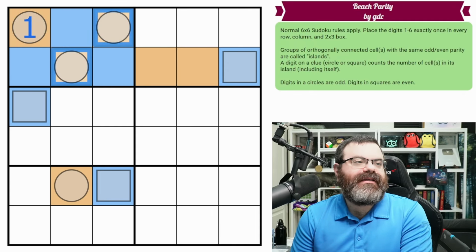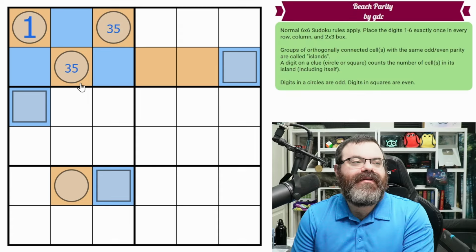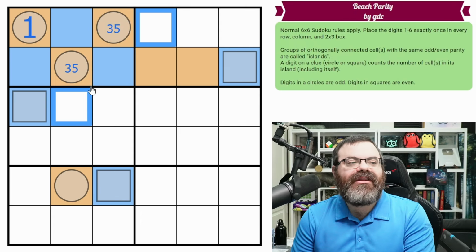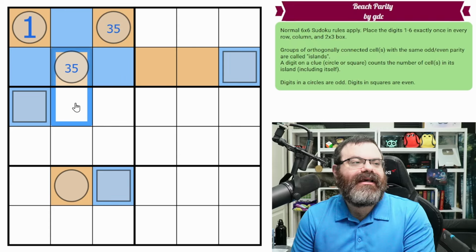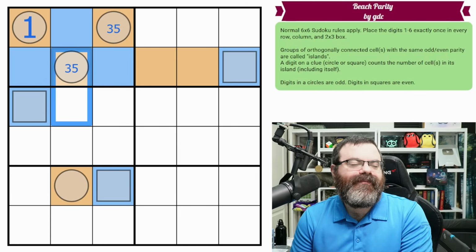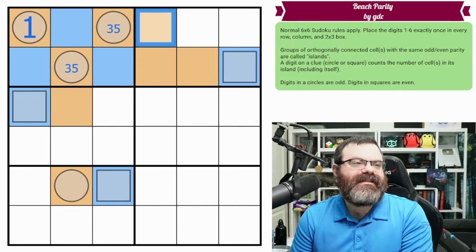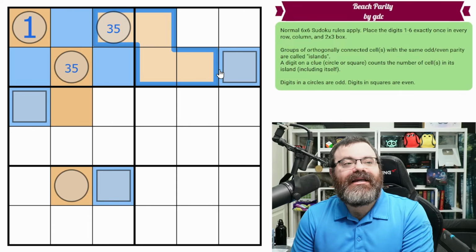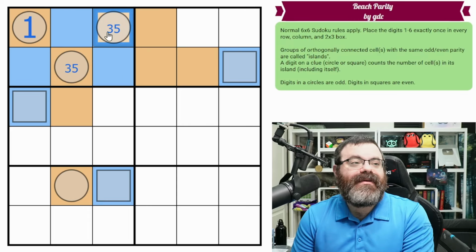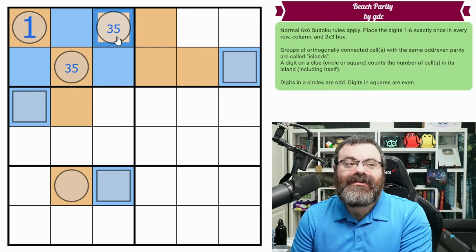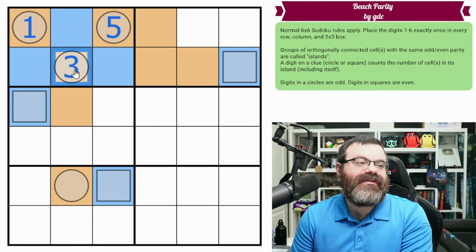Now we know that these are a 3-5 pair, which means both of them cannot be a 1-size island, meaning this can't be blue and this can't be blue. Another way to think about it is it has to escape. And there's only one edge in which it can grow. It has to grow, it has to escape, however you want to think about it. This has to be orange and this has to be orange. And now this is a size 4 already, odd, meaning it can't be a 3 because it's already surpassed 3. So this is 5 and this is 3.